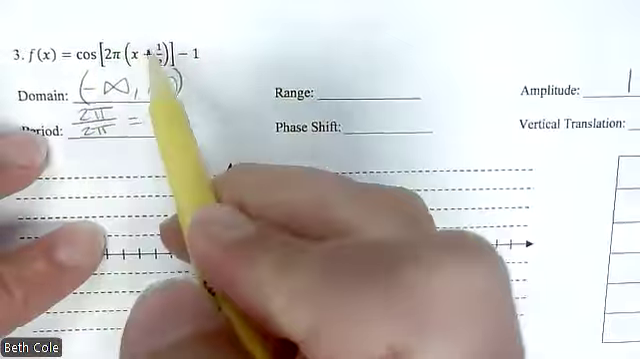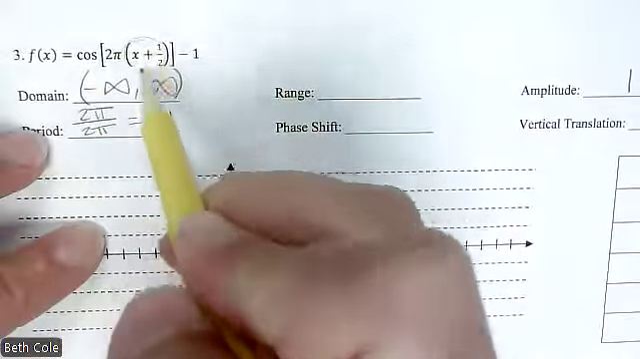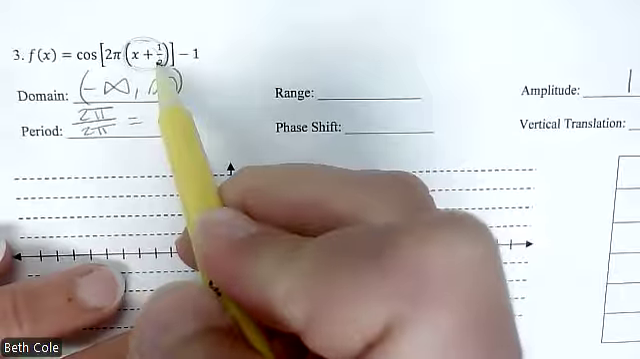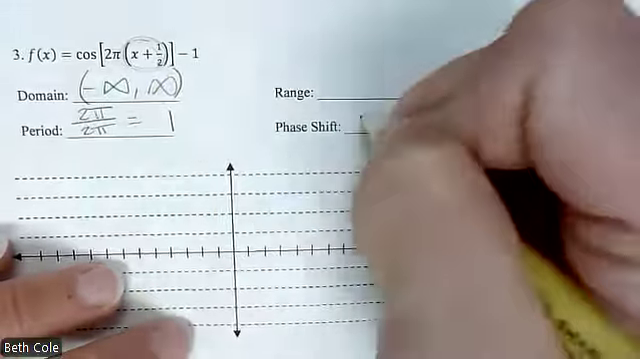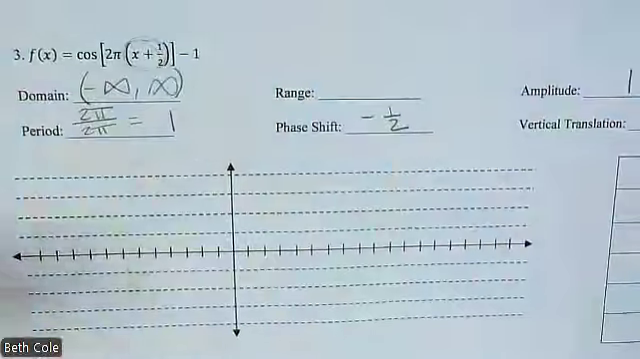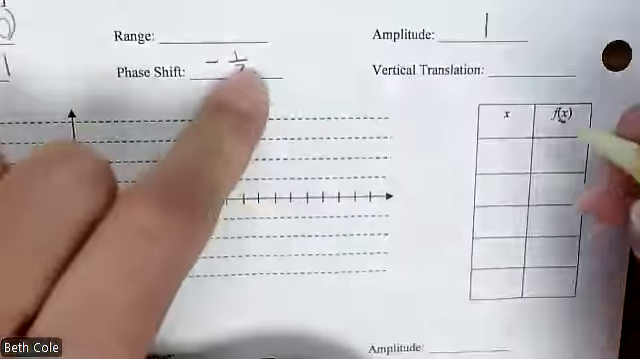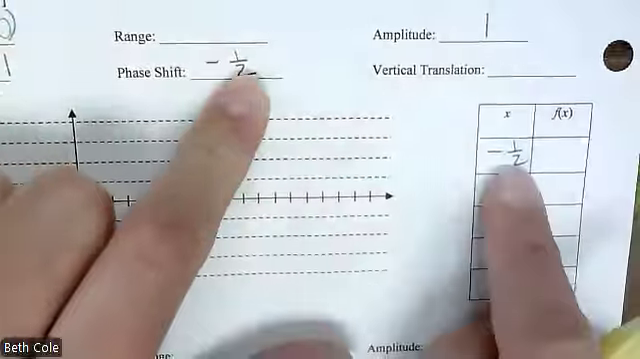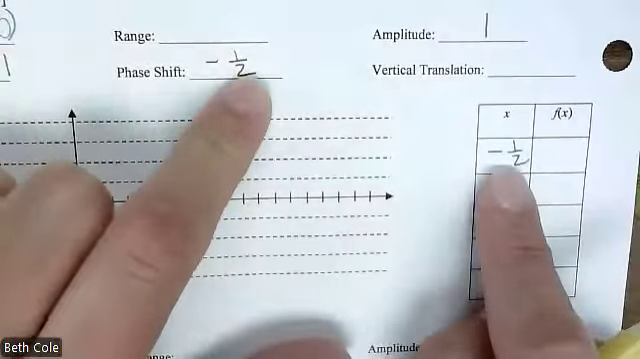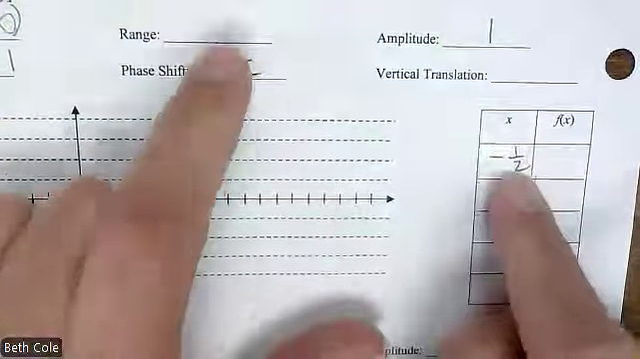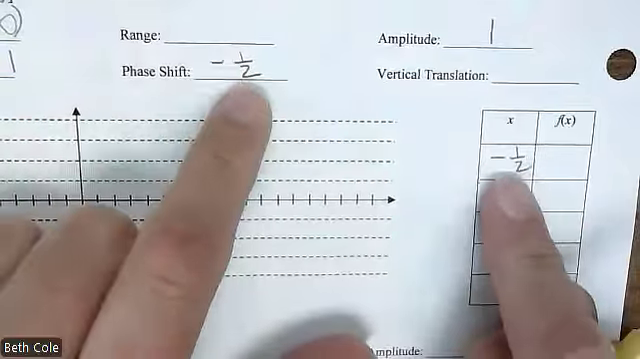Phase shift is your left or right. So you're looking right here. What direction did it shift? It went left 1/2. So you can either write left 1/2, or I really recommend writing -1/2 because that phase shift is what you want to go right here. And you need to know that it's negative. So if you want to write left 1/2, go ahead. But you need to know when you go to your table that that's going to be negative.